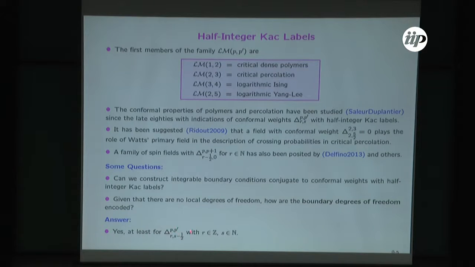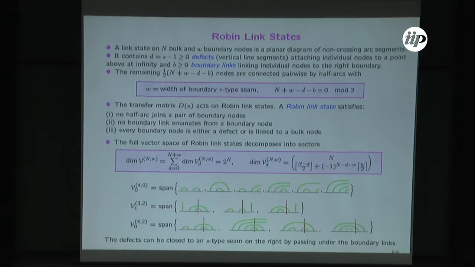And here I'll show you the boundary conditions associated to conformal weights with half-integer S values. But more boundary conditions should exist. So this is where Robin boundary conditions come in. There's a long history of studying Robin boundary conditions. They occur in partial differential equations and so on. A Robin boundary condition is actually a linear combination of Dirichlet and Neumann boundary conditions.